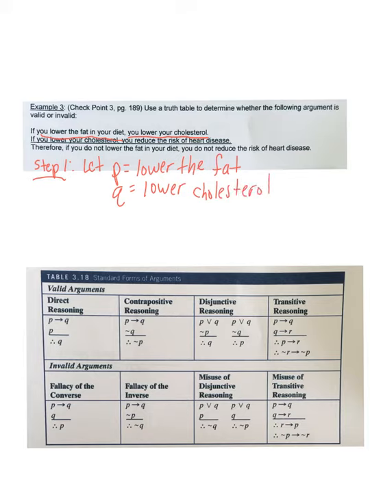And this is our first example where we have a third idea. So we see lower cholesterol again, which is still letter Q, but the third idea, which will be R, is reduce the risk of heart disease. So if you skim that paragraph, the only ideas are about lowering fat, lowering cholesterol, and reducing the risk of heart disease. So we're done with step 1. We have our letters assigned.